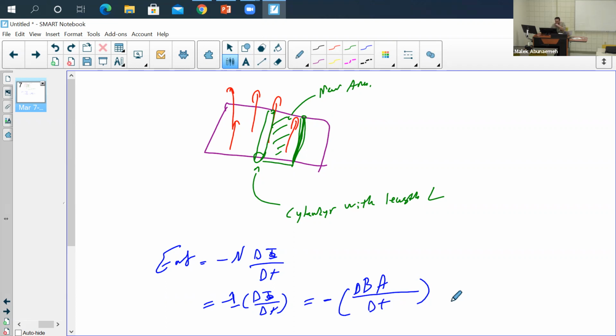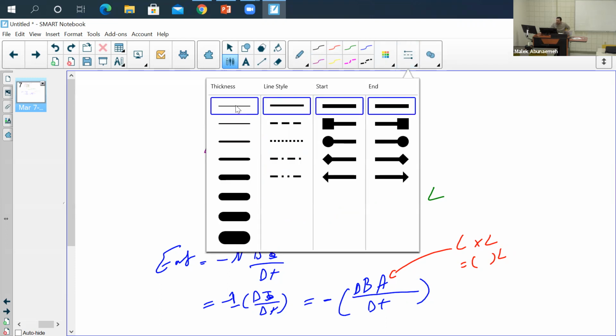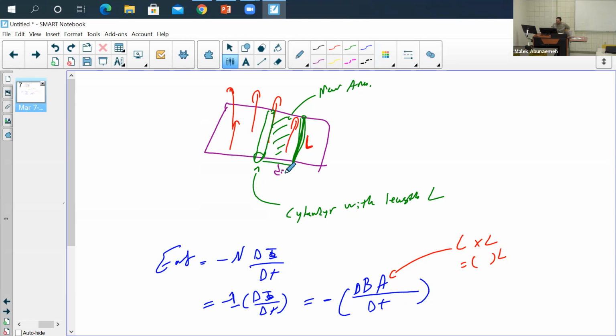Now, your area is going to equal to what? Let me go ahead and write this down in a different color. The area is going to be equal to your length times your length. In this case, this is your first length over here, multiplied by this length over here, which is going to be the distance. Let me go ahead and write down distance.